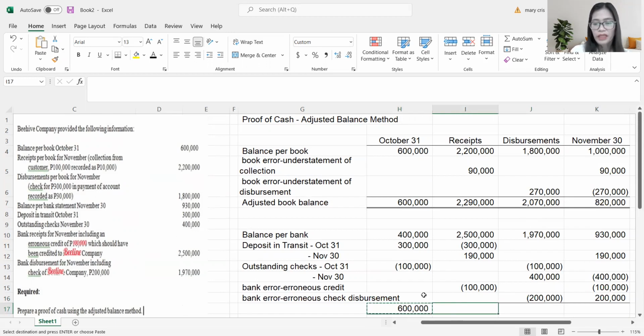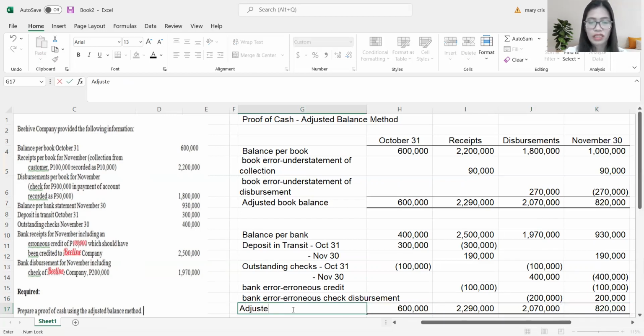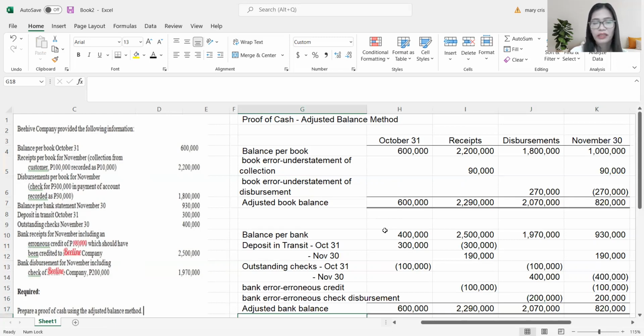No? So for the cash receipts, we have also 2,290,000, which reconciles with our cash receipts per book. Our disbursements na 2,070,000, that is also equal to our adjusted book balance. And then lastly, of course, our November 30 balance, so which is 820,000. So this is our adjusted bank balance. So that's it, no? This is our adjusted balance method na proof of cash.